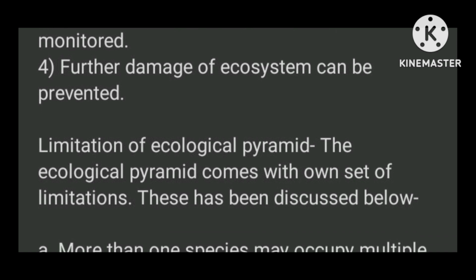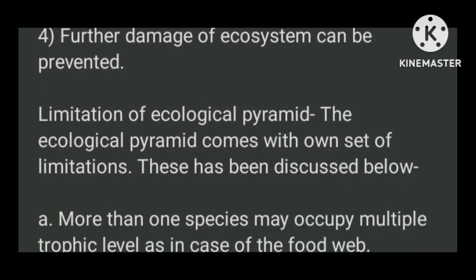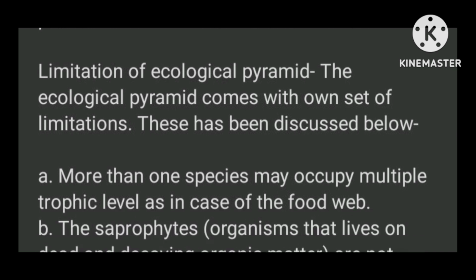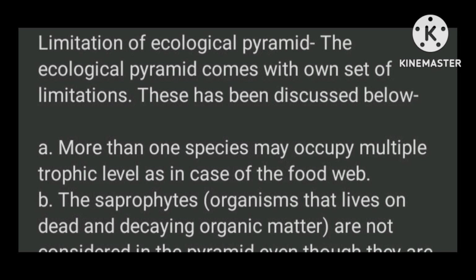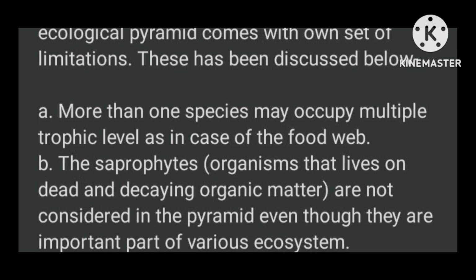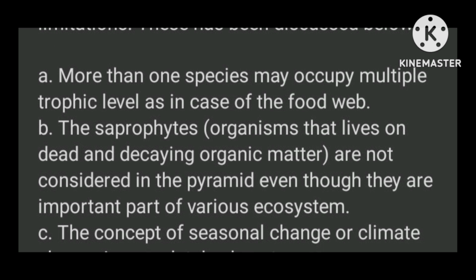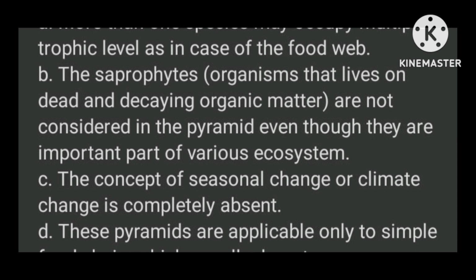Limitation of the ecological pyramid. The ecological pyramid comes with its own set of limitations. These are discussed below. A. More than one species may occupy multiple trophic levels, as in the case of the food web. B. The saprophytes, organisms that live on dead and decaying organic matter, are not considered in the pyramid even though they are an important part of various ecosystems.